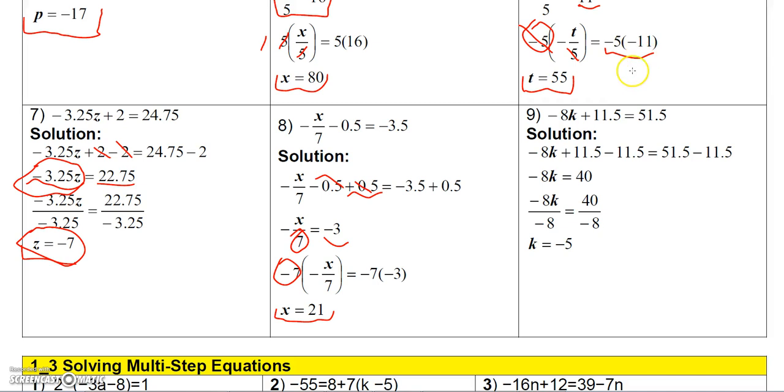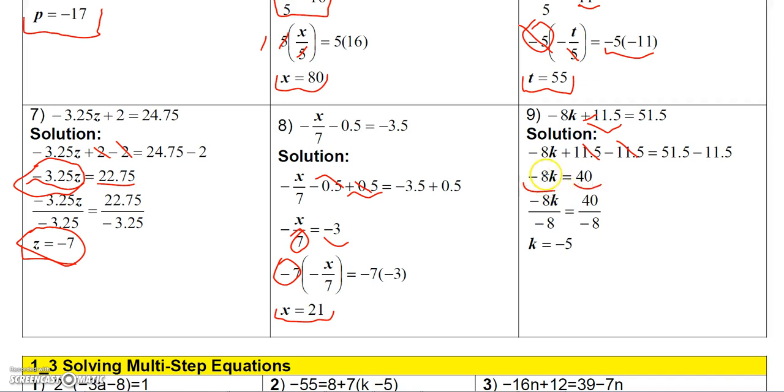All right, got one more, and then we're through with this section. So here, I want to get rid of the 11.5 first. So I'm going to subtract 11.5 from both sides. And that'll cancel the plus 11.5. And then 51.5 minus 11.5 on the right. Well, on the left, that's going to leave me with negative 8k. You can probably do this one by hand, but 51.5 minus 11.5 is actually 40.